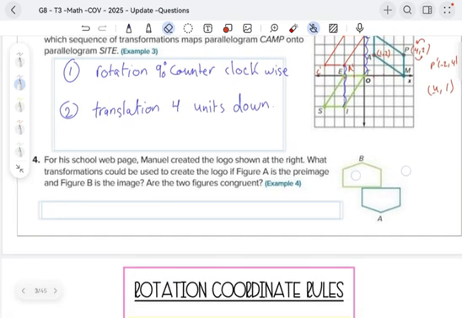Now for the fourth question. In this question, also we have to determine if they are congruent and what transformation could be used to create the logo if figure A is the pre-image and figure B is the image. This one is the original and this one is the image.